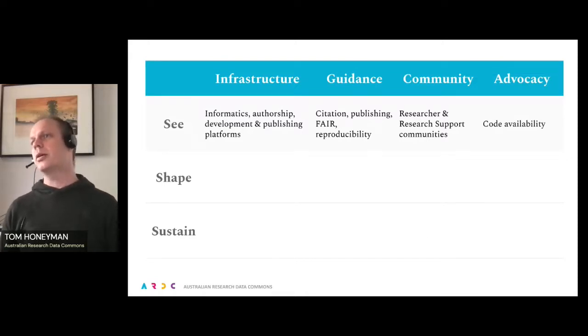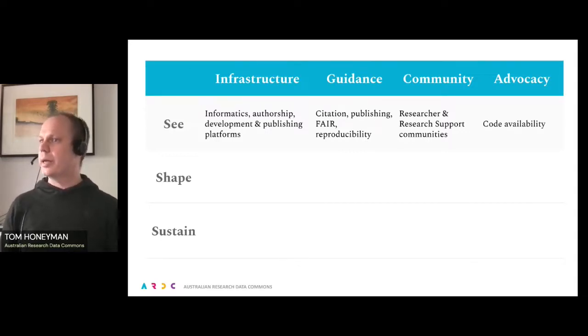Researchers in particular for defining the specifics of software citation within their scholarly communities, and also the specific needs of computational reproducibility within their specific communities, and researcher support to interpret or guide practice around publishing and the more general application of the FAIR principles. The relevant area of advocacy is essentially code availability.